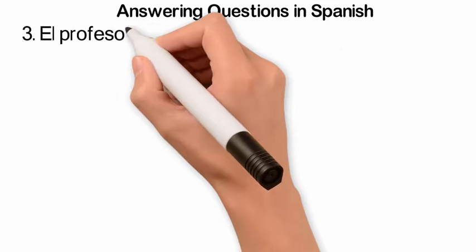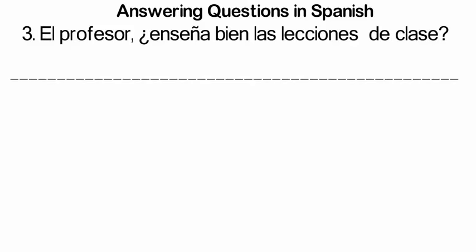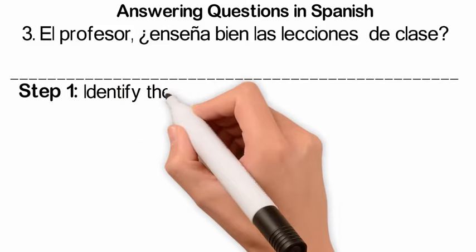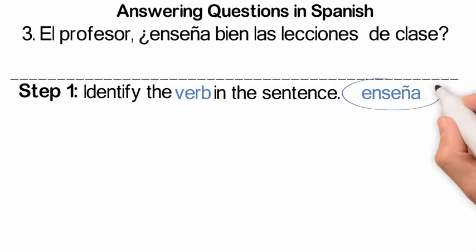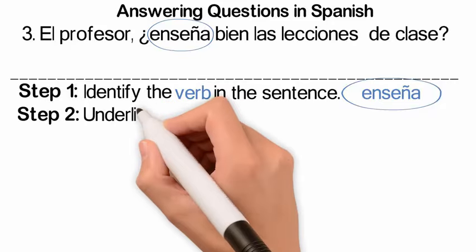Let's see example 3. El profesor enseña bien las lecciones de clase. Let's follow all 5 steps to make sure we're able to answer the question in a complete sentence. Step 1. Identify the verb in a sentence. In this case, the verb, the action word, is enseña. Now circle the verb to help you follow along.